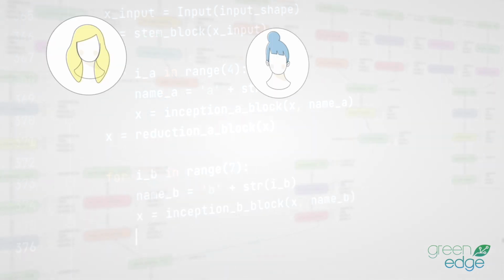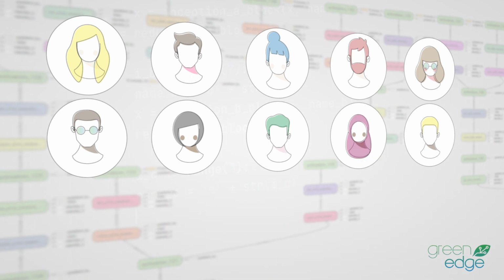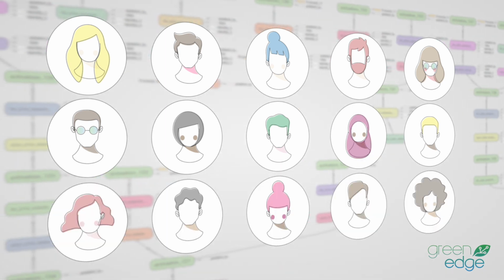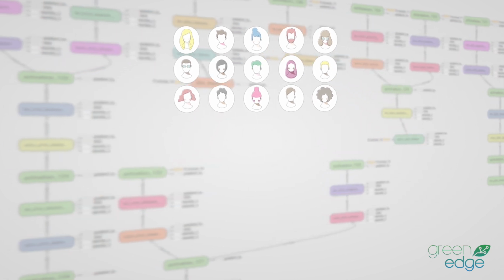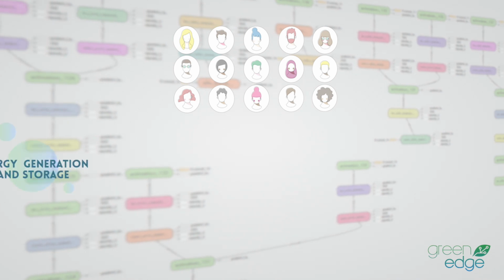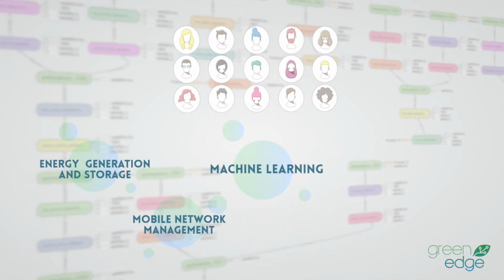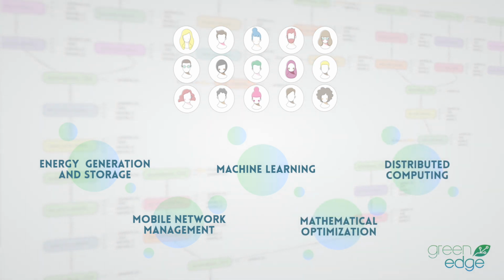All of this will be accomplished by creating a training network of 15 early stage researchers who will carry out research on Greenedge's sustainable computing paradigms. They will confront a highly cross-disciplinary endeavor, mastering the fundamentals of energy generation and storage, mobile network management, machine learning, mathematical optimization, and distributed computing.